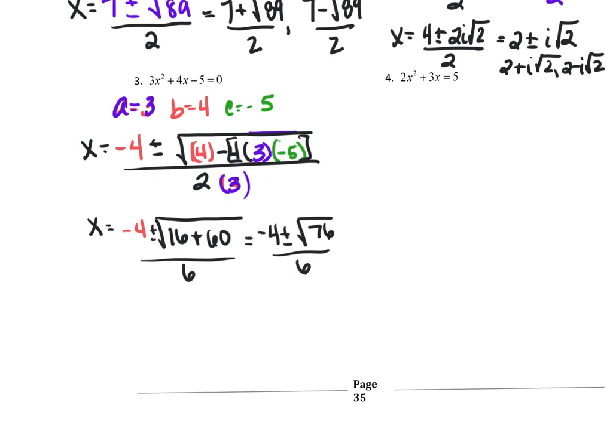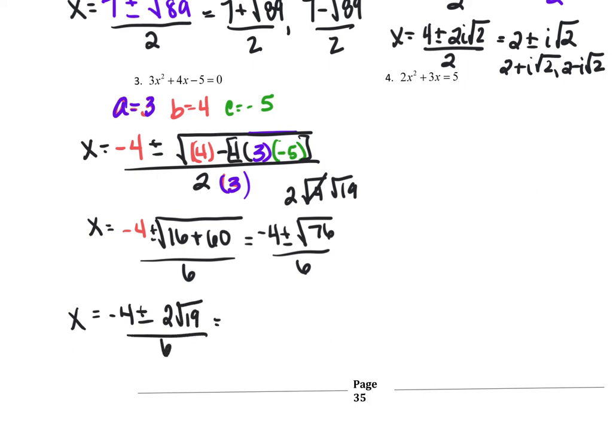The square root of 76: 76 can be broken into these factors, 4 and 19, where 4 is a square, so that's just a 2. So this actually equals negative 4 plus or minus 2 square root of 19 divided by 6.